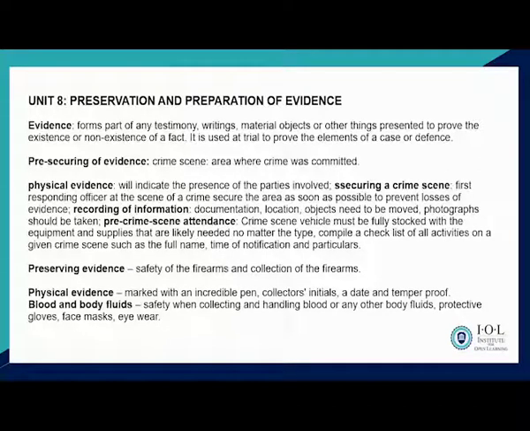Crime scene: the area where the crime was committed. Physical evidence will indicate the presence of the parties involved. Securing a crime scene: the first responding officer at the scene of the crime secures the area as soon as possible to prevent loss of evidence. Recording of information, documentation, location. If objects need to be moved, photographs should be taken.